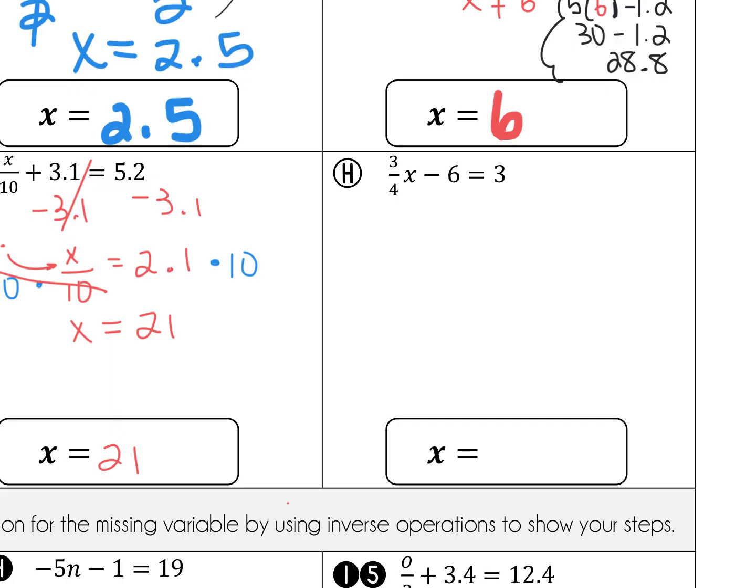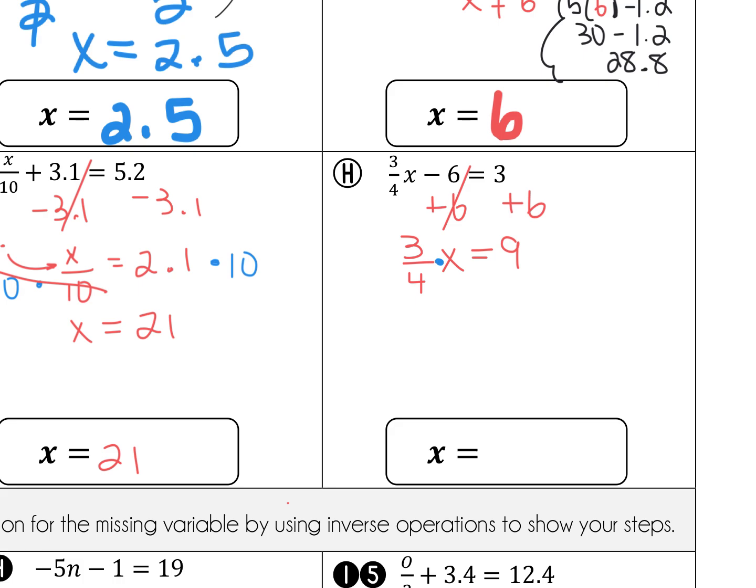The next example reads 3/4 x minus 6. Let's undo that subtraction by adding 6 to both sides. After we've added 6 to both sides, we'll have to undo the multiplication that's being shown between 3/4 and x. I know it might look like a division problem because all fractions are division, but 3/4 is actually being multiplied by x. Recall that if you have a coefficient and a variable right next to each other, there is that invisible operation between the two of multiplication.